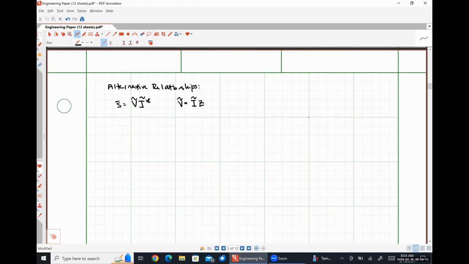So let's do things only in terms of the voltage first. I would have S is equal to V, and now I'm going to rearrange Ohm's law to express I in terms of V. And that's just going to look like V over Z.